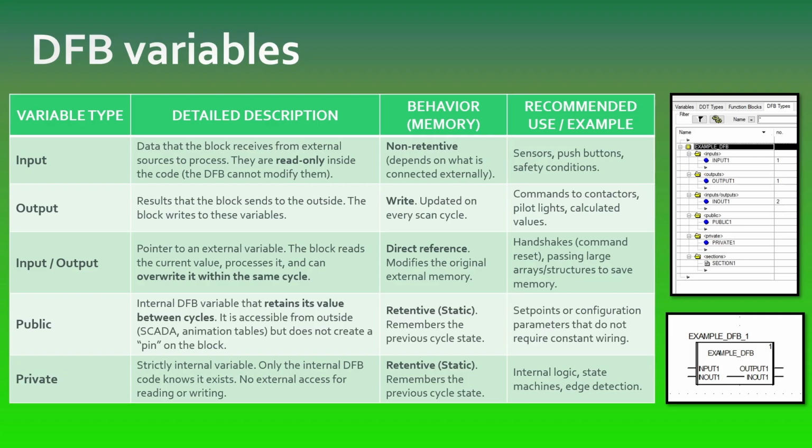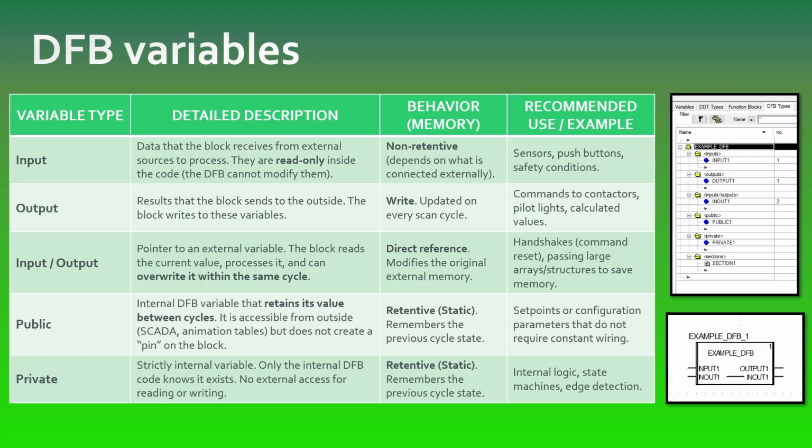Next, we have outputs. These variables represent the results that the block sends to the outside. The DFB writes directly to them, and they are updated in every scan cycle. They are commonly used to send commands to contactors, activate pilot lights, or output calculated values. Outputs appear on the right side of our DFB instance.